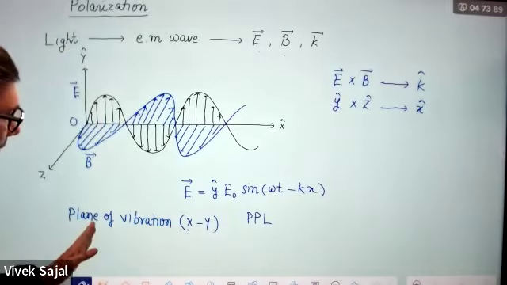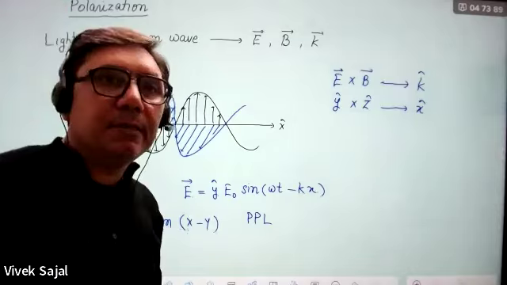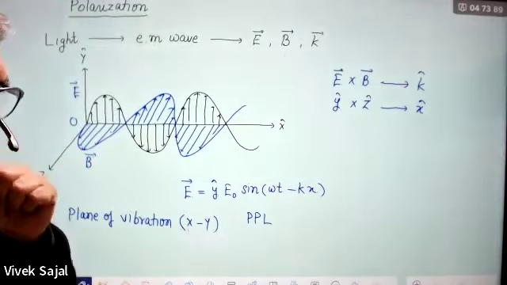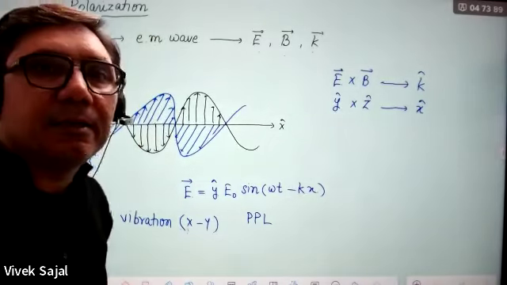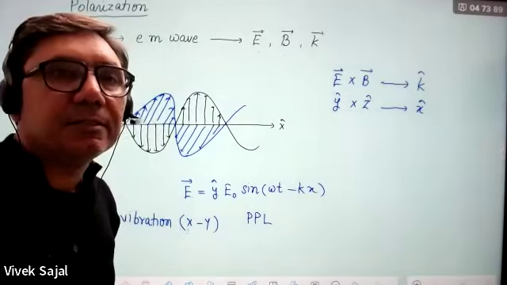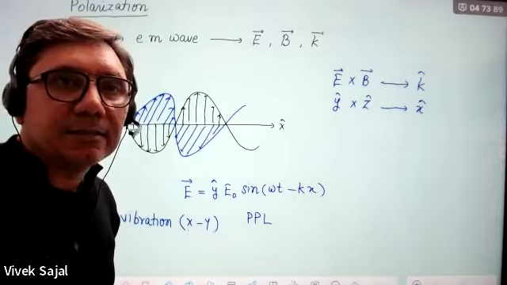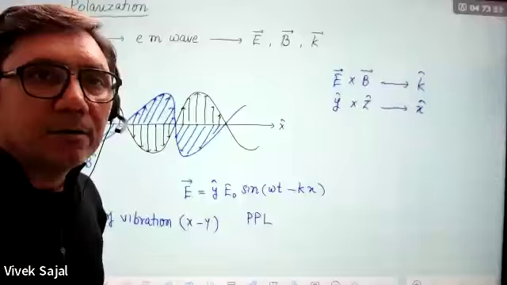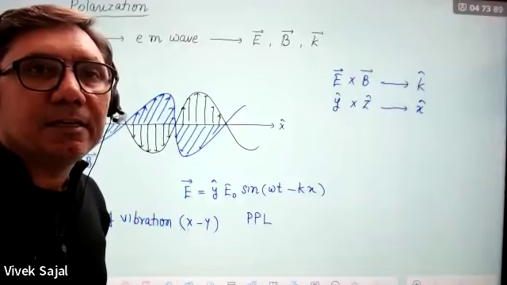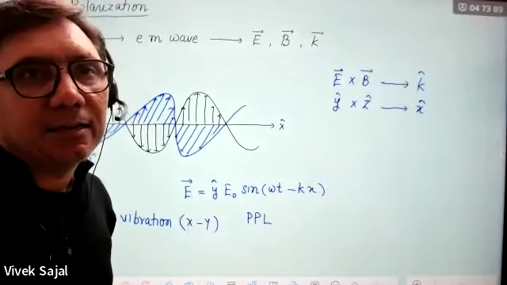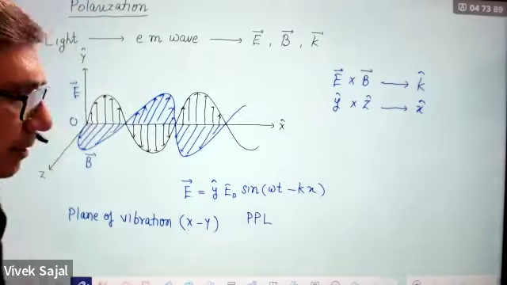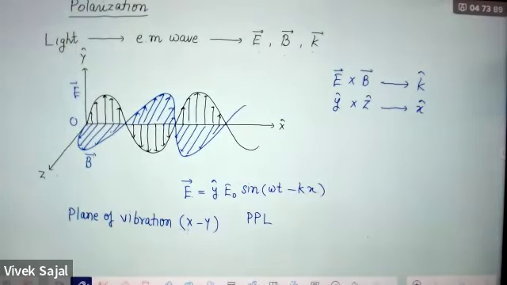So you can write here, plane of vibration is the plane in which all the electric vectors of a plane polarized light are confined. This is plane of vibration.